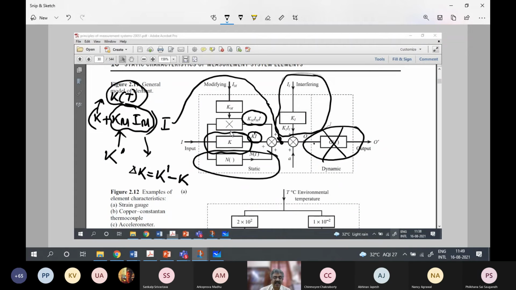We say that because if we construct it like that, then it's very easy to use. You only have to remember one number, k. The moment you get some reading, some voltage, you know the k, divide, you will get the input quantity which you want. So it's very easy to use.